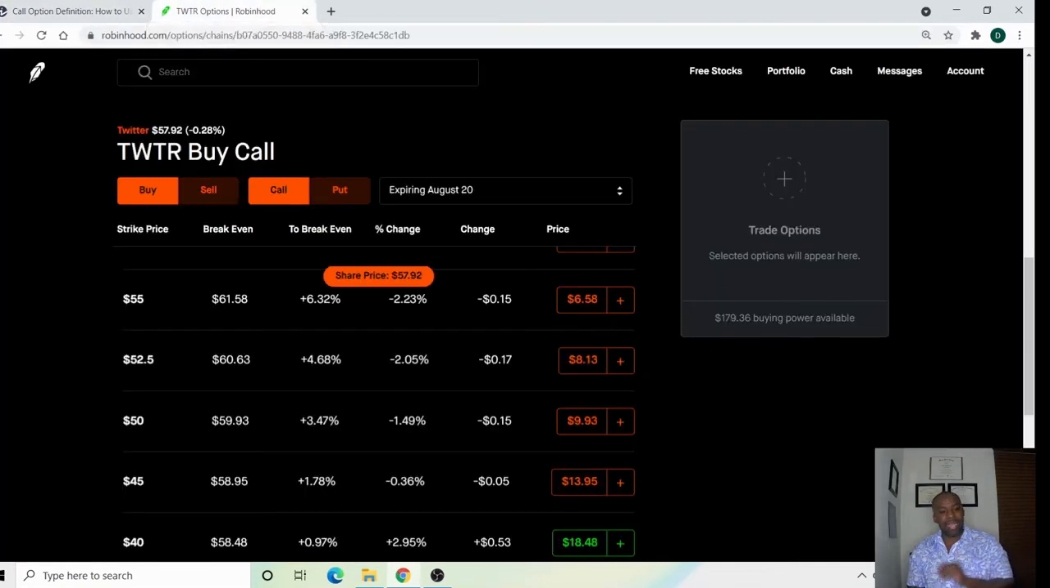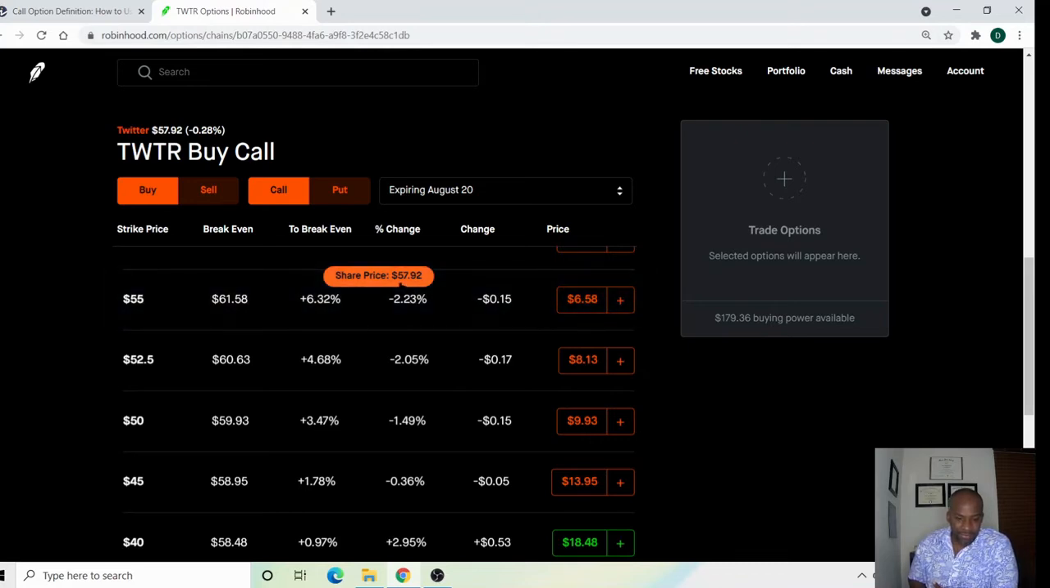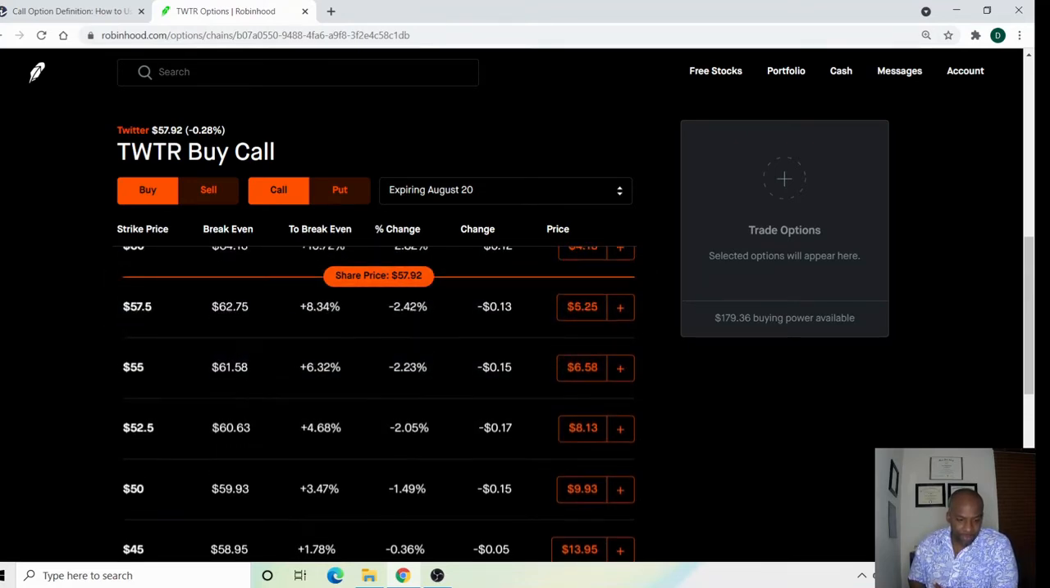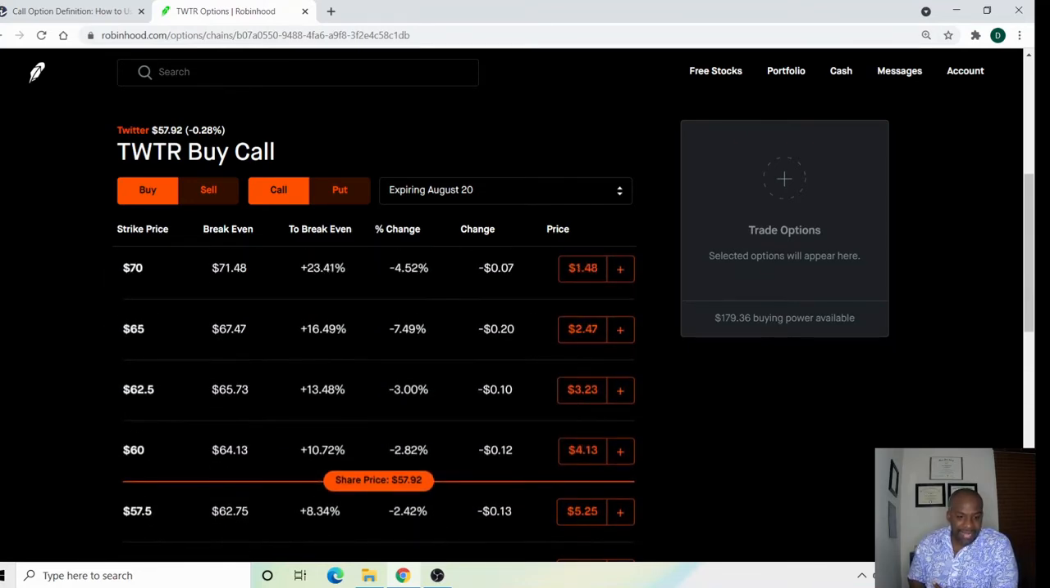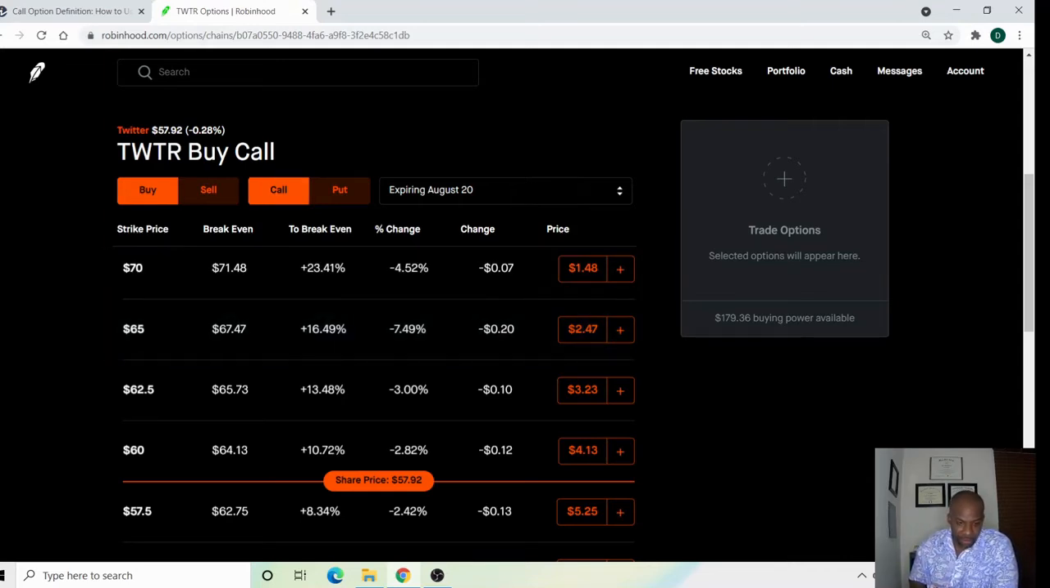Now, let's quickly go into Robinhood and look at Twitter. The current price for Twitter is $57.92. Let's say by August 20th, the end of this summer, you believe Twitter will be above $65. You think Twitter is going up, like I do. You can buy the $2.47 call option. So you hit buy the call, expiration date is the 20th.